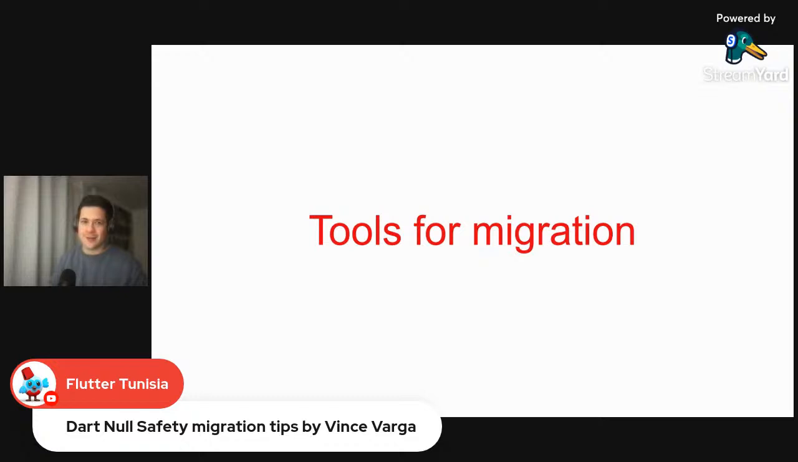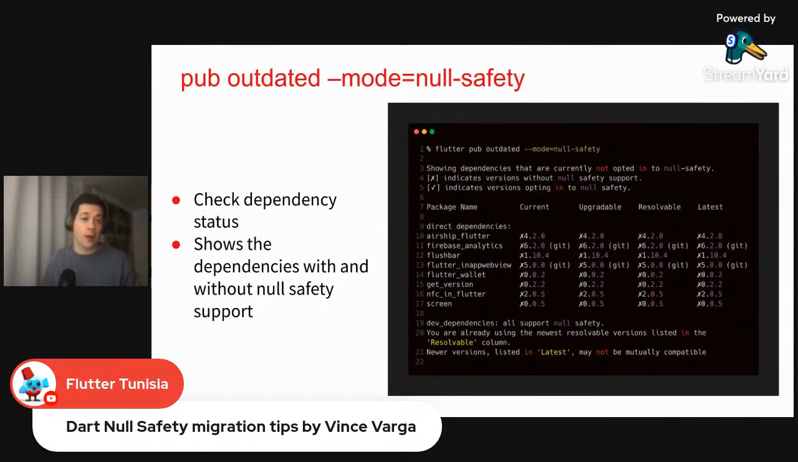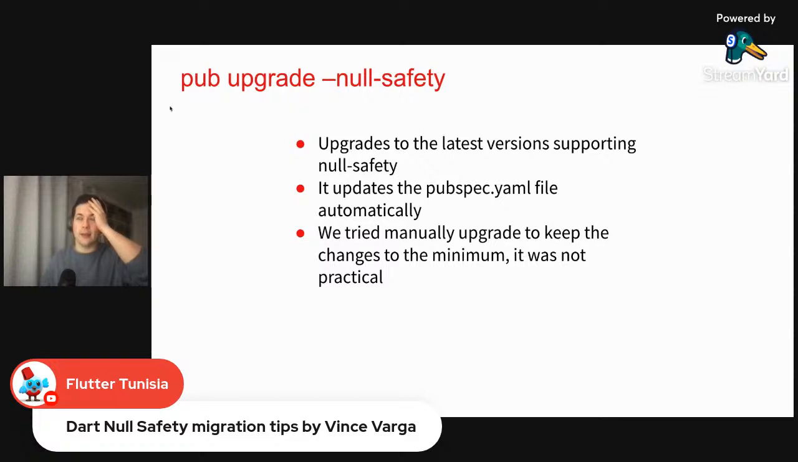Right, so we decided that we wanted to migrate. We took a look at the migration tools. The first important command shows your dependencies with and without Null-Safety, so it helps you know how difficult it will be to update your dependencies. Then there's a tool that automatically upgrades to the latest versions supporting null-safety for you, and it updates the pubspec YAML files automatically.